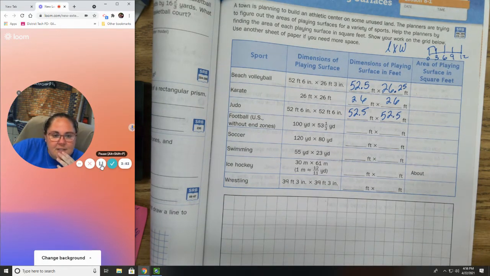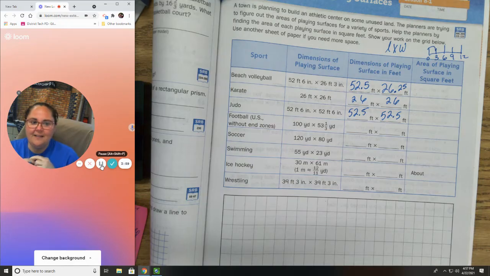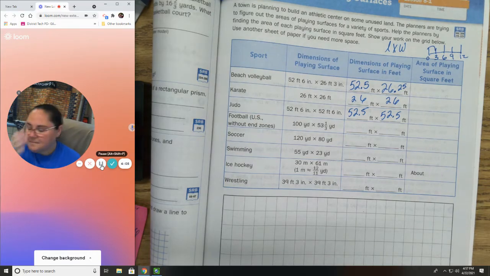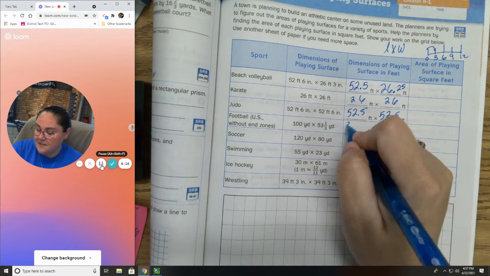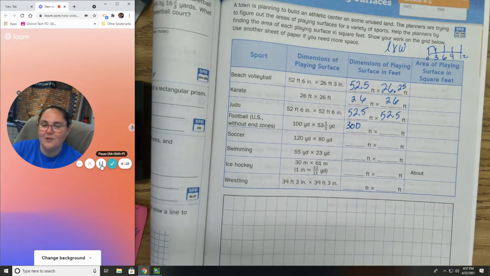100 yards times 53 1/3 yards. Uh-oh. Before I can figure this out, I need to think about how many feet are in 1 yard. How many feet are in 1 yard? If you said 3, you are absolutely correct. There are 3 feet in 1 yard. So 3 feet for 1 yard, that means there's 300 feet for 100 yards. You're going to multiply by 3.